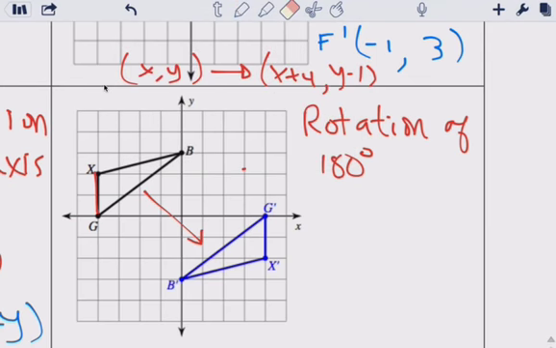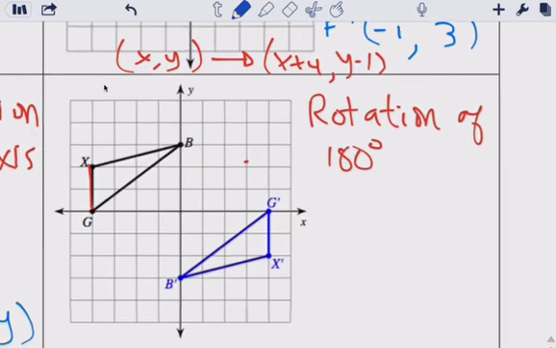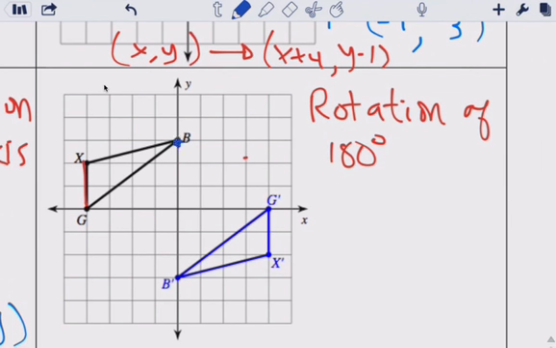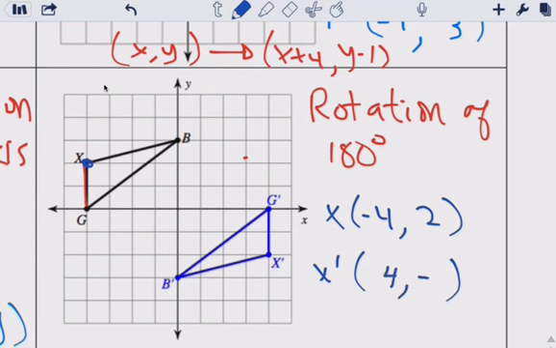Pick 2 points. B here. So it's B. No, let's not choose the zeros. It's harder to see. Choose this here. That is -4. Choose x. 2 and x prime. Okay. X prime is 4 and -2.